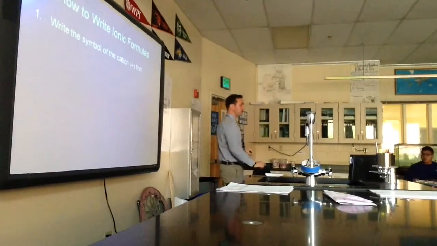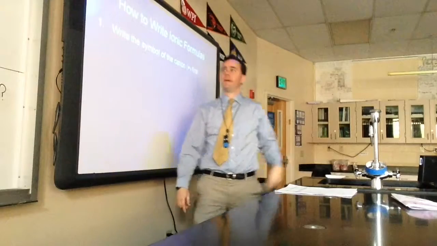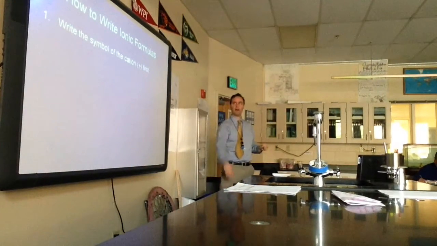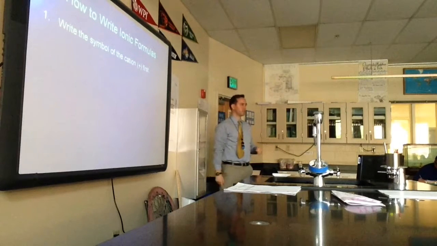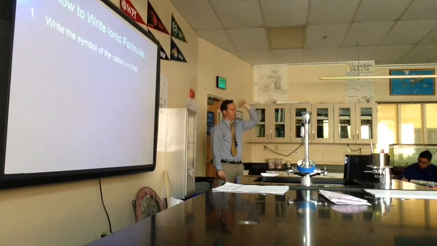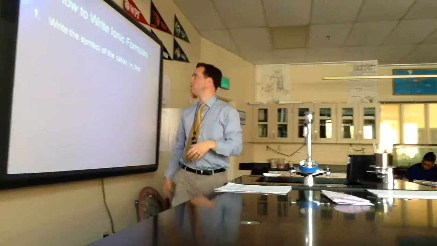So the first thing you do, when you write a formula like NaCl, it is never written ClNa. It's always NaCl. And that's because the positive one always comes first. The one with a positive oxidation number over it, like +1, +2, +3, always comes first, every single time. So the first thing you do is write the symbol of the positive one.